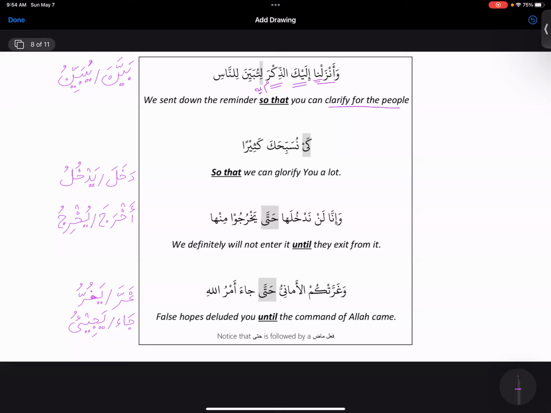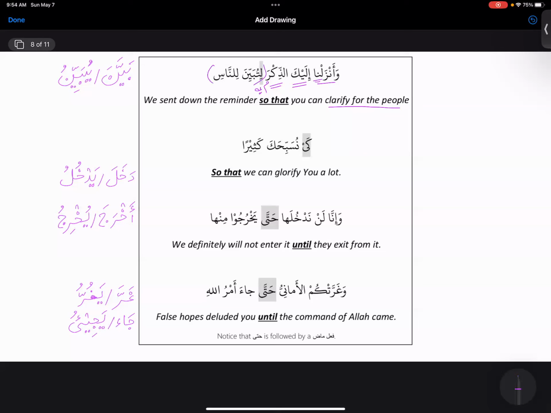So, bayyana, yubayyinu. What family is it? Allama, exactly. Allama, yu'allimu. Right? And then, okay. So far we said anzalna, this is our fa'il. Ilayka is our MBF. Azikra is mafulun bihi.